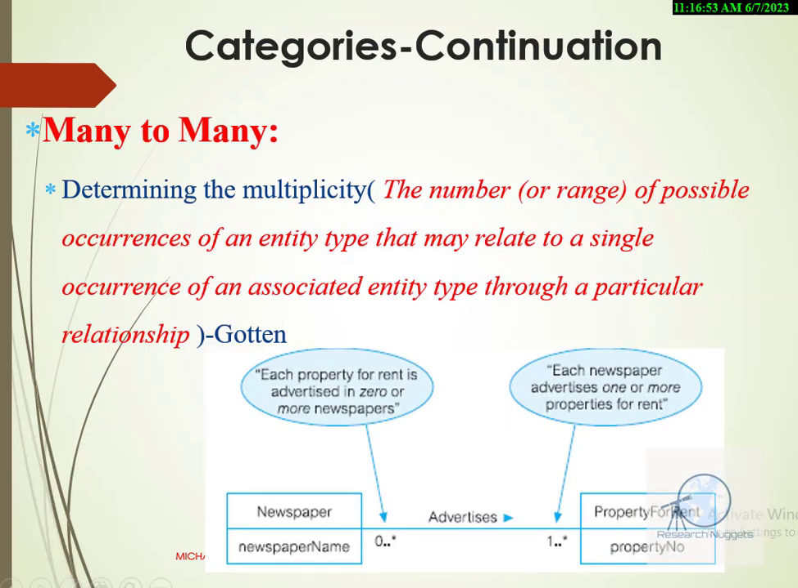In terms of multiplicity, this is how we represent it. We say that a newspaper advertises either one or more properties for rent. Or you can even begin from zero. A newspaper may not be advertising or may be advertising multiple properties for rent. And then you jump over to this side and you say that a property for rent is advertised by either no newspaper, or one newspaper, or many newspapers. That's how we normally populate the multiplicity.